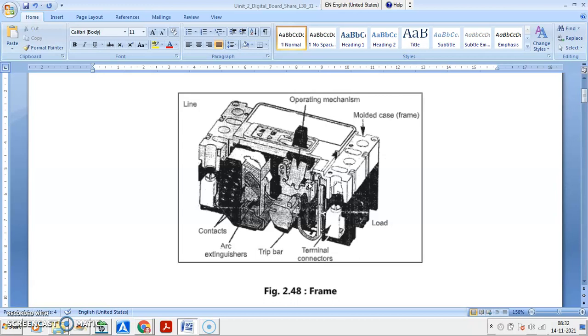Different sizes and shapes of frames are designed for circuit breakers. You may have smaller frames for smaller ratings and bigger frames for larger ratings, based on the circuit breaker characteristics. The frame size also depends upon the current and voltage. Then operating mechanism: you can open and close manually, and a trip unit is provided for auto operation when there is a fault.